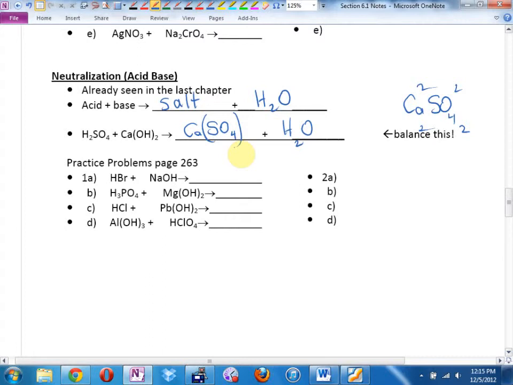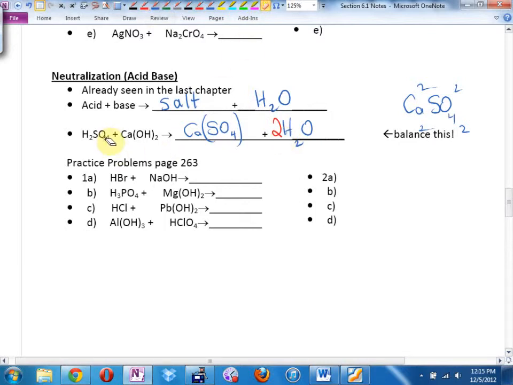Ready? Oscar, let's balance. Here we go. Oscar, my friend, how many Ca's on this side? 1. How many Ca's on this side? Good. How many SO4s? 1, 1. I think the issue is going to be the H's and the O's. How many H's on this side? Well, there's 2 and 2 more. How many? 4. How many here? 2. Are you suggesting I do that? Okay.